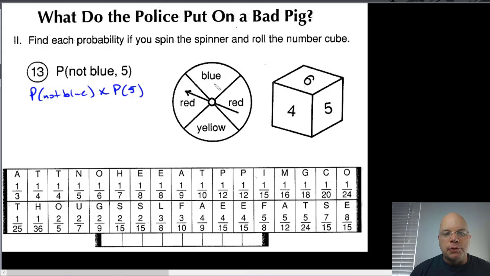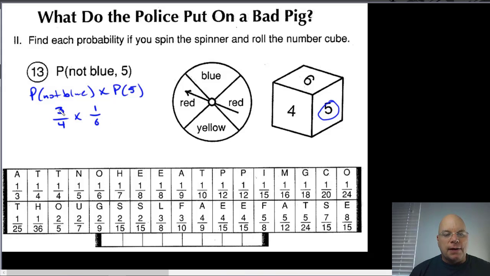And the probability of blue is 1/4, so the probability of not blue must be the complement, which is 3/4. We see that there are 3 equally sized spaces that are not blue. All 4 spaces are equally sized and 3 of them are not blue. So the favorable outcomes are 3 and the possible outcomes are 4. And then the probability of rolling 5 on the die is just 1/6. There's 1 space that's 5 and 6 possible ways the die can land.